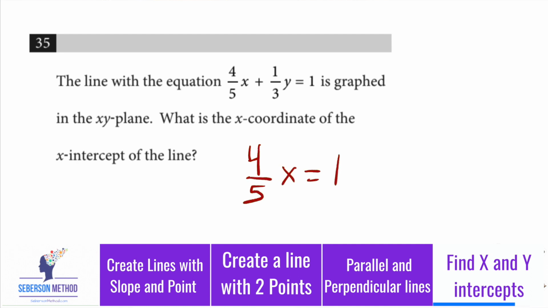You can either do it in a calculator because this is definitely a calculator section, but I'm just going to do it out by hand. And then I'm going to multiply. I'm going to say that 4x equals 5, and then I'm going to say that x equals 5/4. And the right answer here is 5/4.